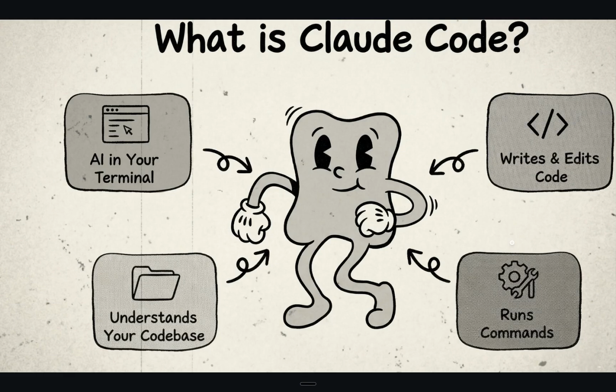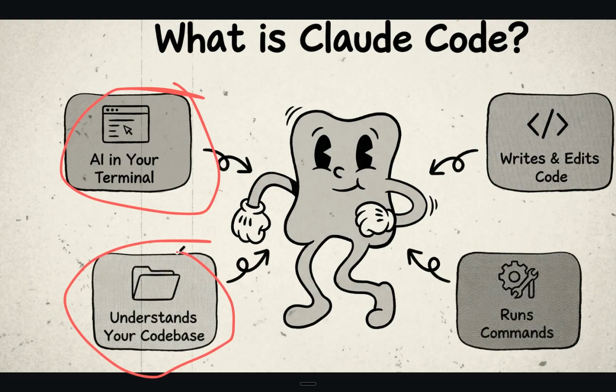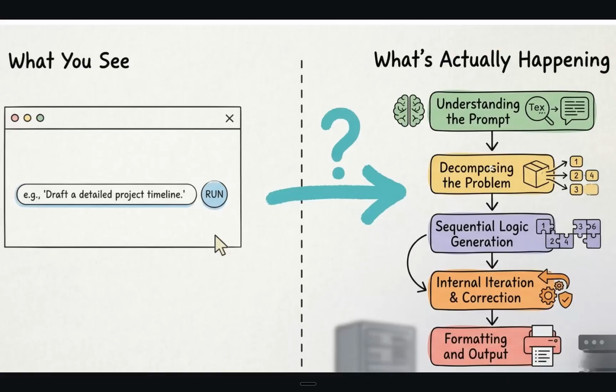So what is Claude Code? Well, first, let's be real for a second. AI coding right now is powerful, right? But it's not visual. You type something, hit run, and you just wait. So you don't actually see what's happening. This is where Claude Code comes in. It's basically AI in your terminal. It writes and edits code, understands your code base, and runs commands. It's so powerful, but again, it's not visual.